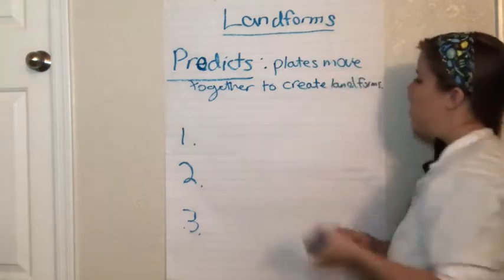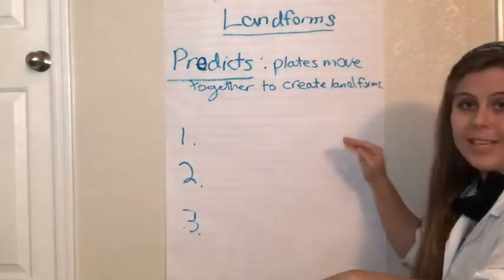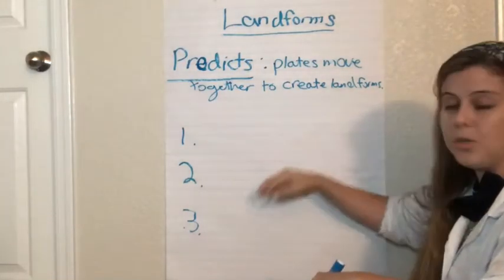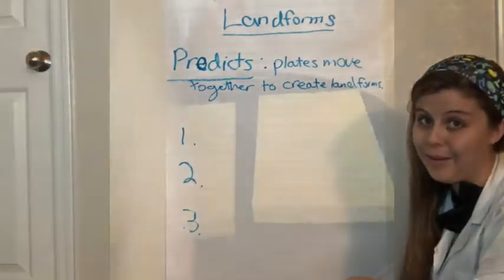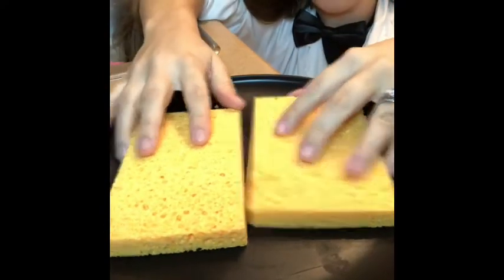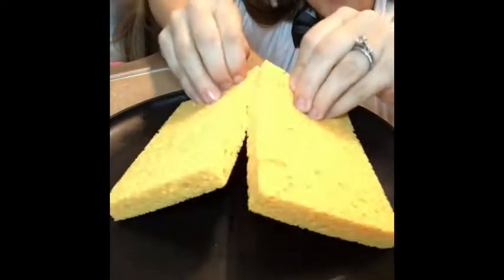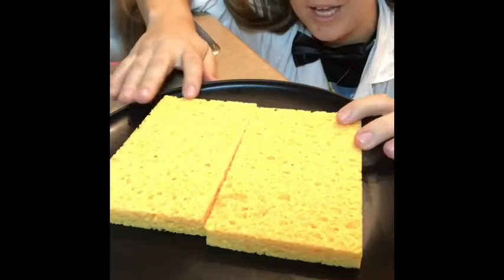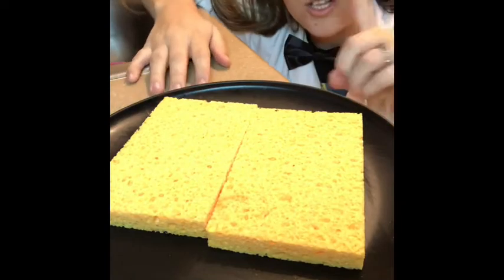forms. Okay, now we're gonna go into the kitchen, play with some sponges, and see 1, 2, 3 how plates create landform. All right, so we have 2 sponges, and these are going to be our 2 tectonic plates. We are going to move them with each other, rub them against each other, push them, shove them. We're going to figure out how they're going to move together. We're going to do 3 different tries. So this is try number 1.